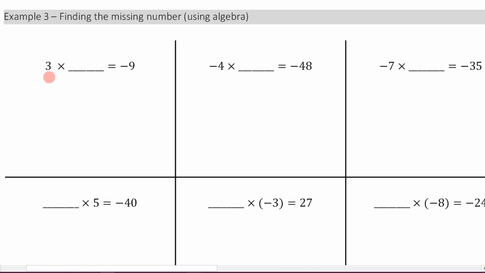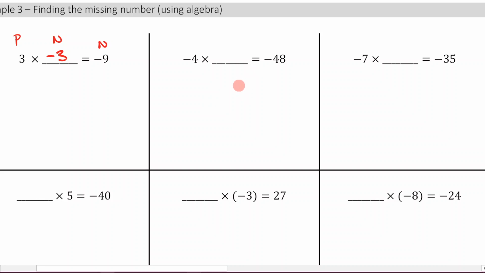Just ask yourself the question, 3 times what will give you 9? You know it's going to be 3. Now, if our answer is negative 9, this must have to be negative 3, because a positive and a negative will give me a negative out. If it was just 3 times 3, it would be positive 9. So that has to be negative there. Perfect. Let's go on to our next one.